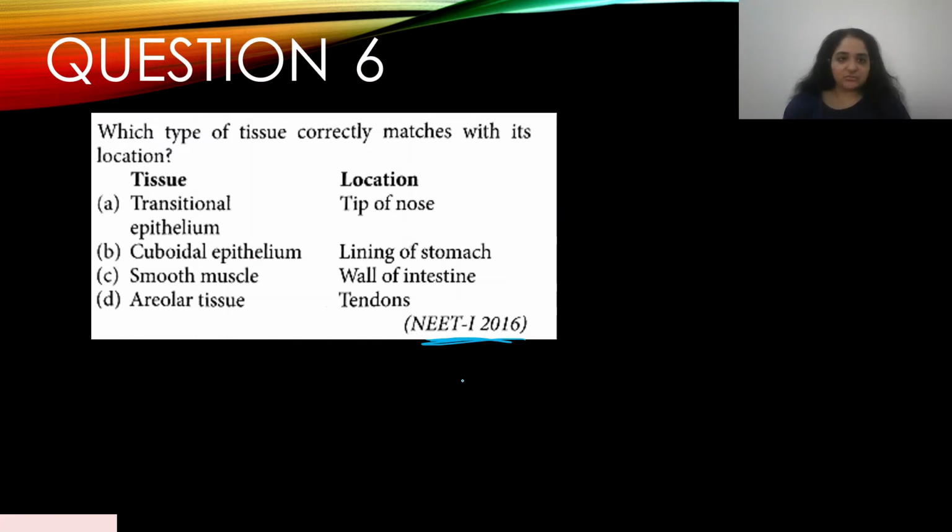Correctly matches. So transitional epithelium, tip of nose, no. Cuboidal epithelium, lining of stomach, no. C. Smooth muscle, wall of intestine, yes. Areolar tissue, tendons, no. So it's smooth muscle which is present in the wall of intestine. Answer is C.